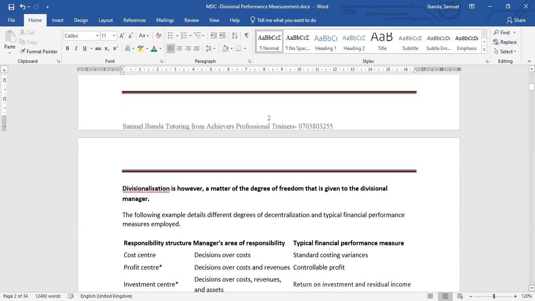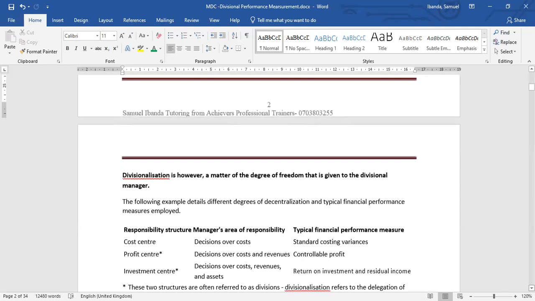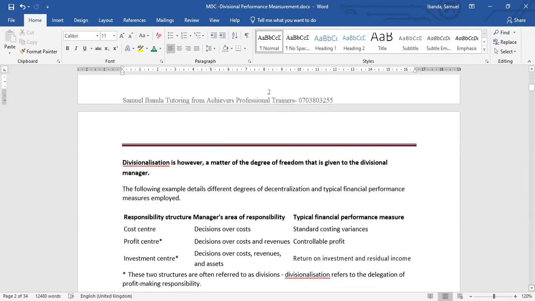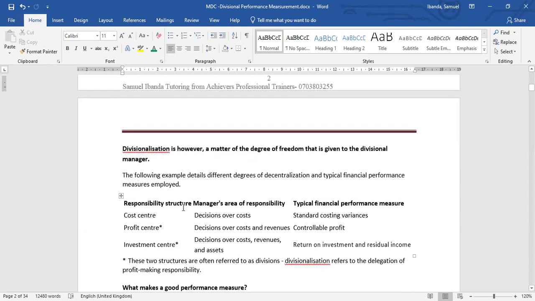So basically, I've talked about the responsibility structures, where I said that when it comes to cost centers, ours is to look at only costs, okay? So it means that if a division is referred to as a cost center, the manager is only responsible for costs. And we are saying that the typical financial measurement indicator or performance measure should basically be the standard costing variance.